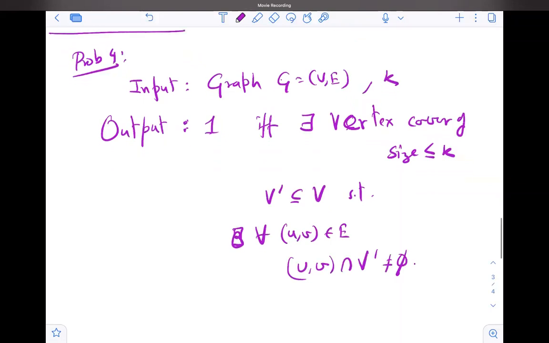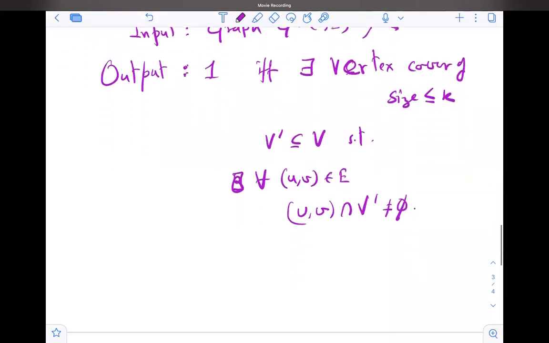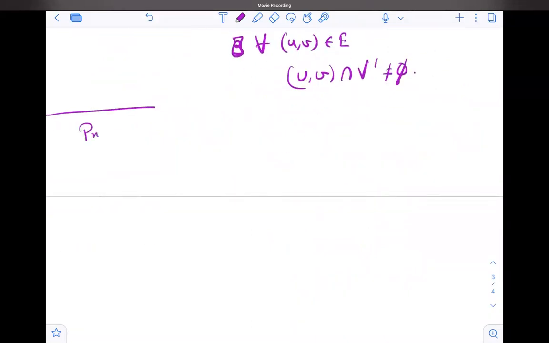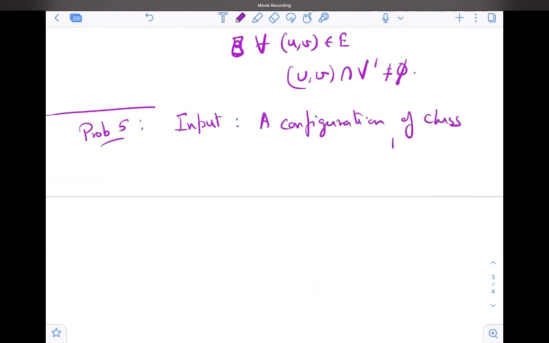Okay. Now let me give you another problem. Now this problem is very interesting. I'm sure this is a problem that you have seen, thought about, or played. So what is the input? The input is a configuration of a chess board. Two players have played, and at some point in time we have a configuration of the chessboard.